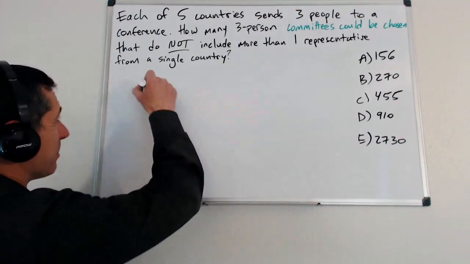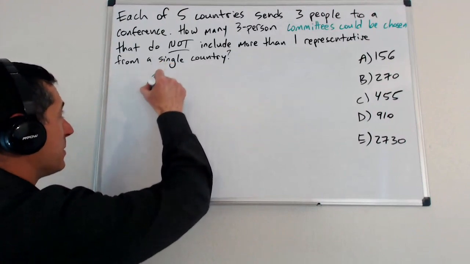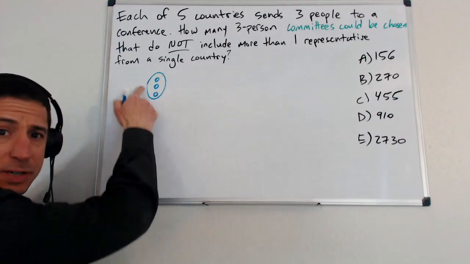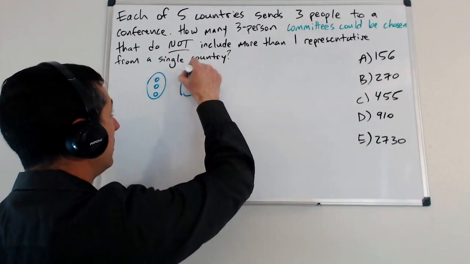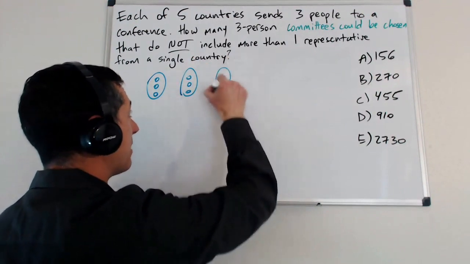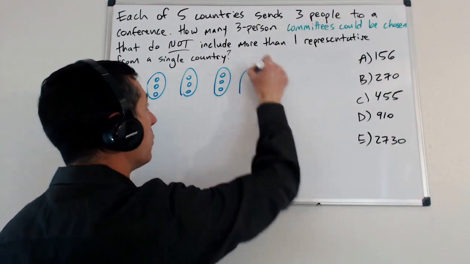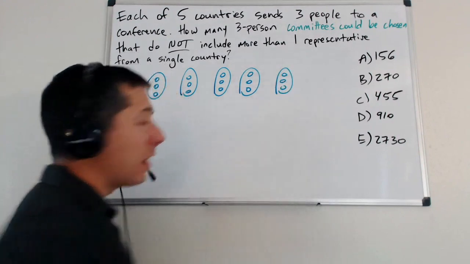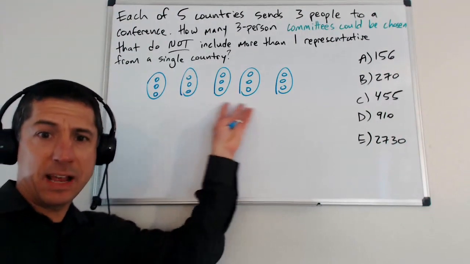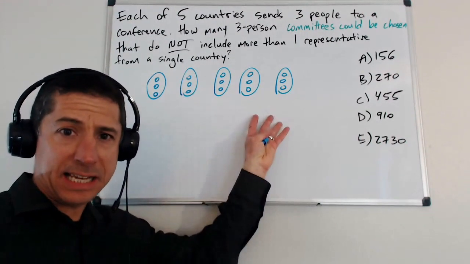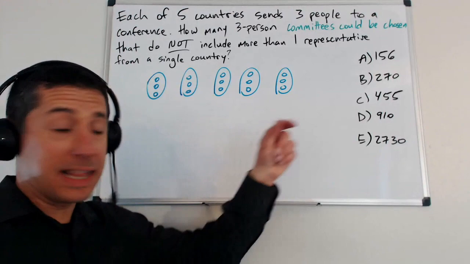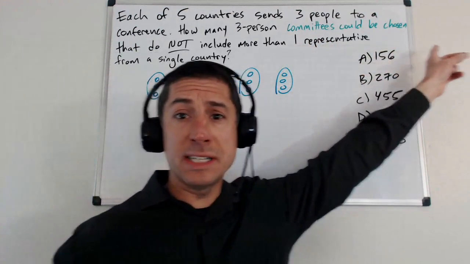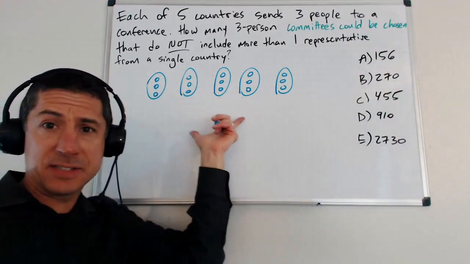I'm going to draw a silly little picture here just because it sometimes helps me that if this is a country, there's three people from that country represented by random circles because I have the artistic aptitude of a drunk four-year-old. And here's my 15 people. And I'm going, okay, I'm going to choose three of these countries first, or three of these delegations first, out of five. Notice the language again. Committees could be chosen. Order doesn't matter. I'm going to choose three out of these five.